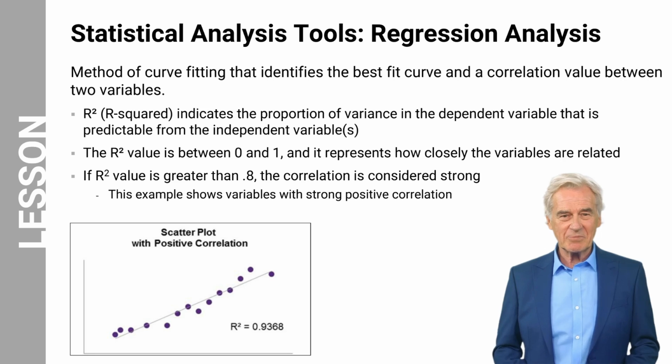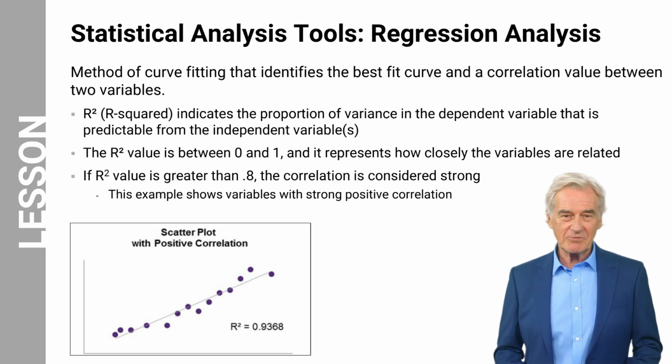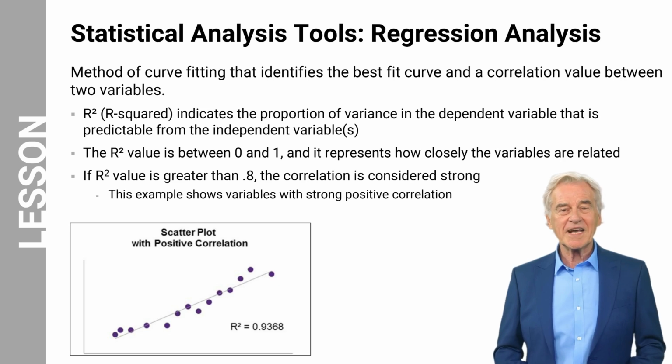Regression analysis is a method of curve fitting for data that finds the best fit for the relationship between two variables. Although regression analysis can be done by hand, it is usually run on basic software like Excel or another program. The software gives an R-squared value between 0 and 1, which represents how closely the variables are related. If the R-squared value is greater than 0.8, the correlation is considered strong.